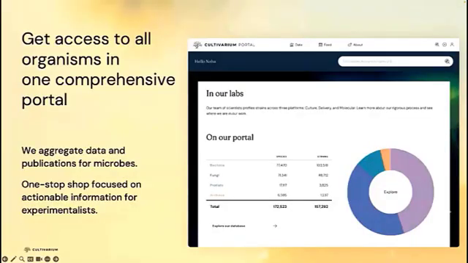Cultivarium's portal was created as a one-stop shop to get experimental, actionable information for experimentalists about all the microbes that have been named or described in the world. We currently have more than 140,000 organism pages where we aggregate data and publications for bacteria, fungi, protists, and archaea.